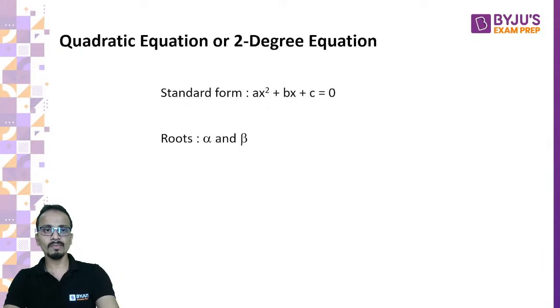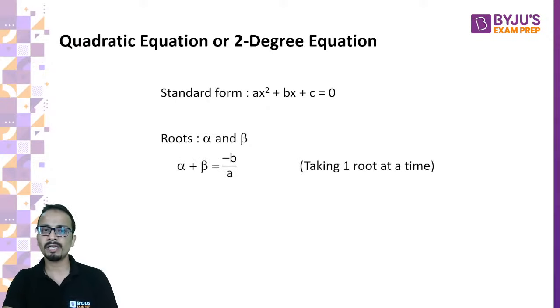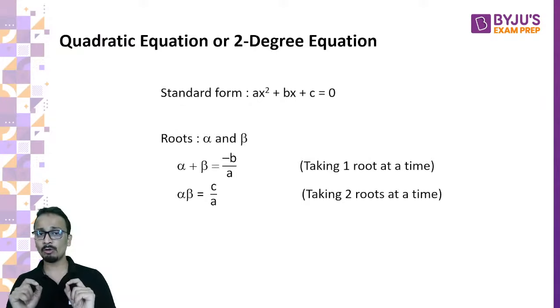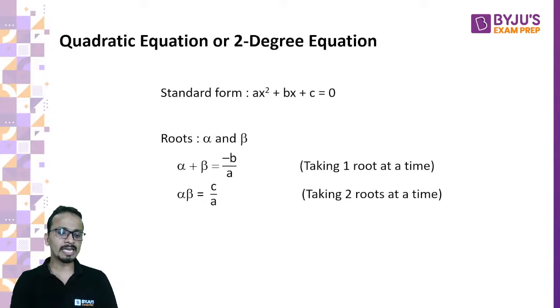Now if I talk about the sum of the roots, that is alpha plus beta, it will be equal to negative b upon a. If I talk about the product of the roots, it will be c upon a. Am I clear? So the sum of the roots will be minus b upon a and the product of the roots will be c upon a. So basically, without actually calculating the roots of a given equation, we can comment upon the sum and the product of the roots.